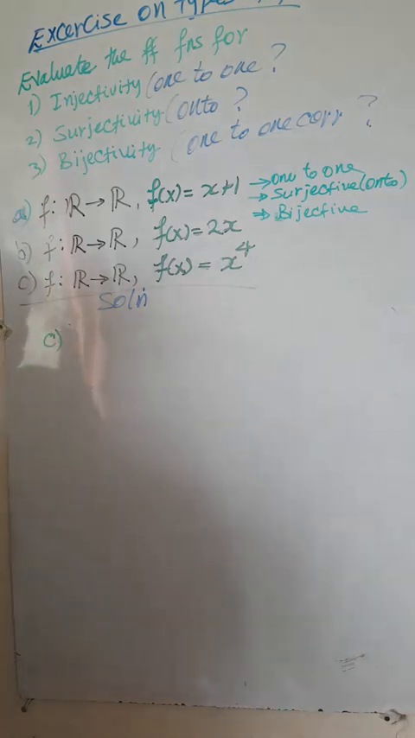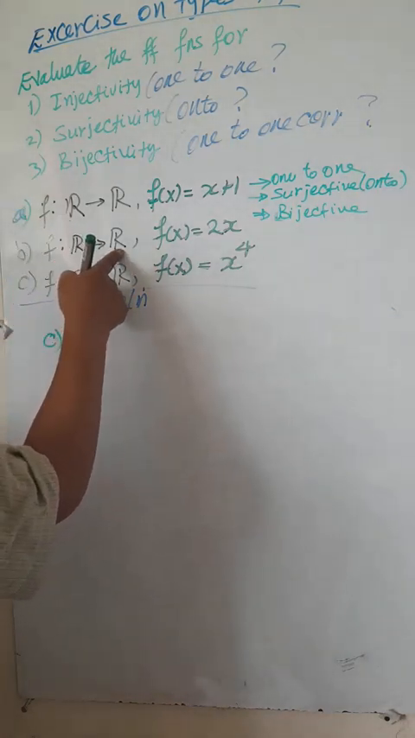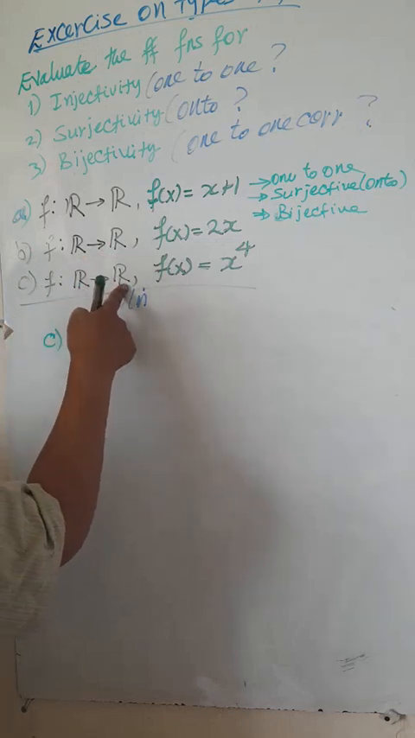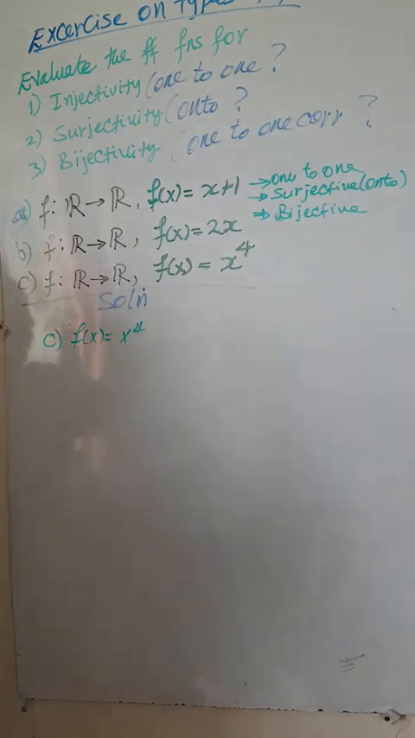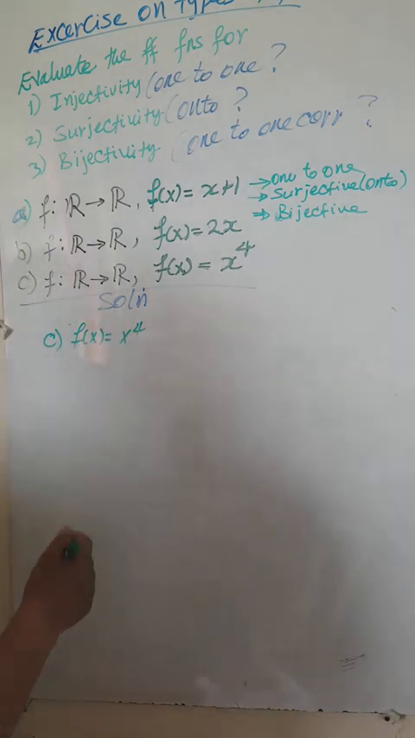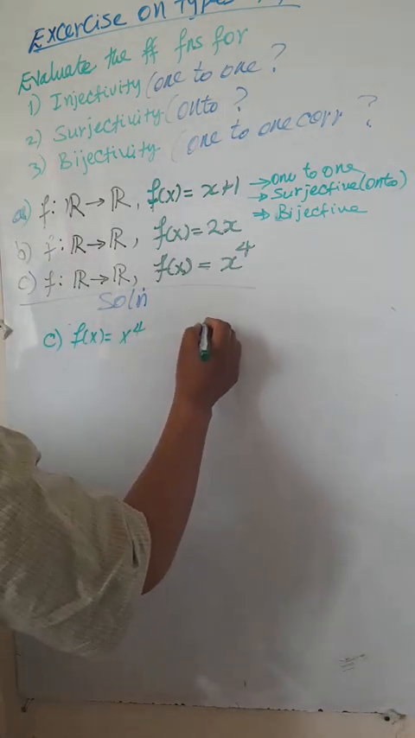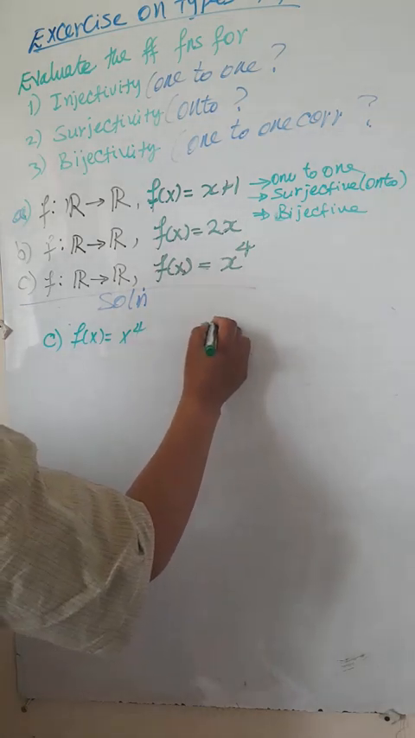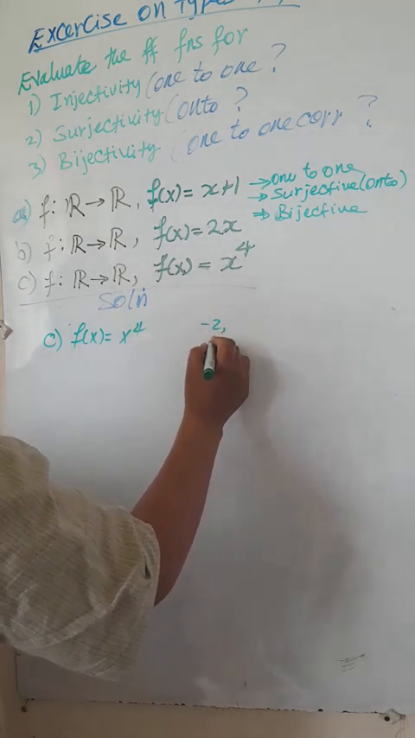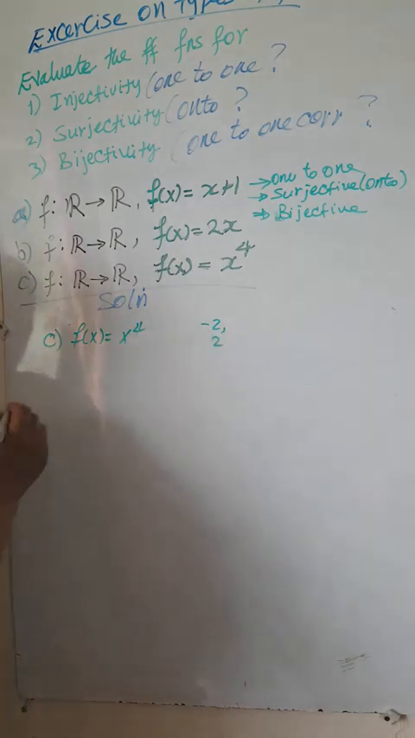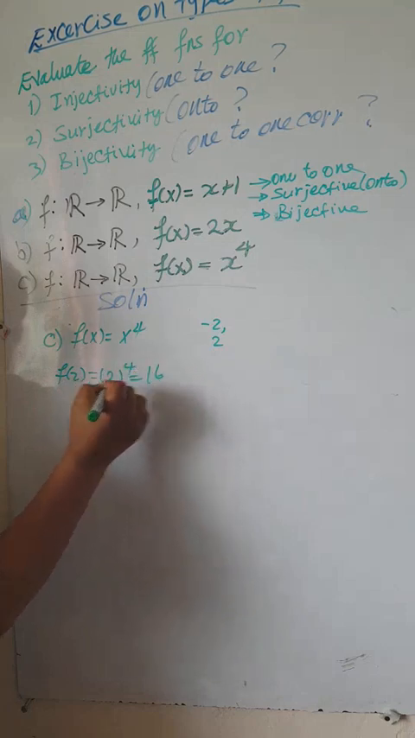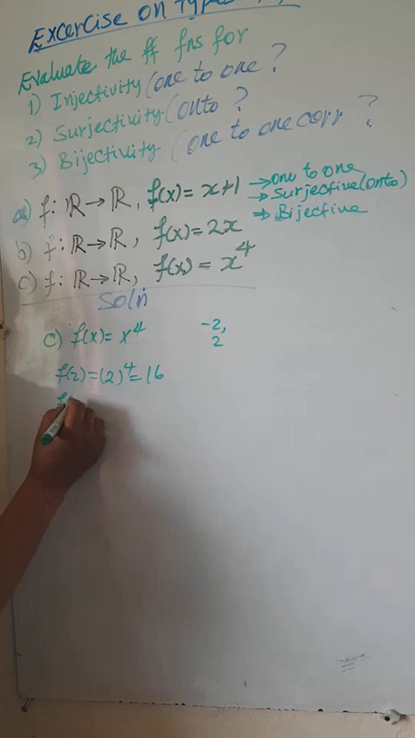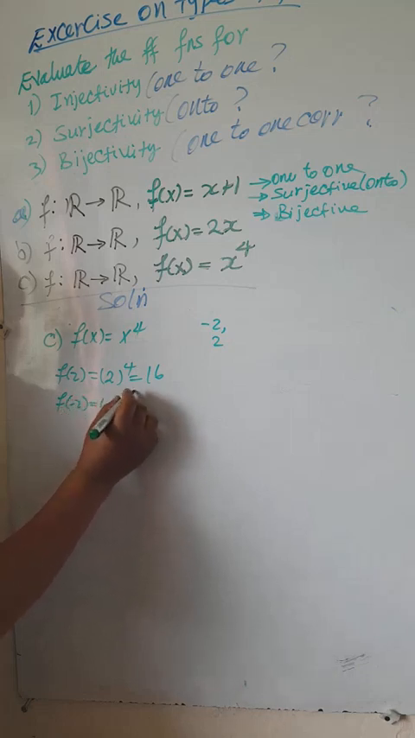Now the function goes from the set of real numbers to the real numbers, and f of x is equal to x to the power of 4. To check one-to-one, it is better to take numbers typically. Since we have an even exponent, we take numbers with equal magnitude but different signs and check. f of 2 is equal to 2 to the power of 4, which is equal to 16. f of negative 2 is equal to negative 2 to the power of 4, which is equal to 16.